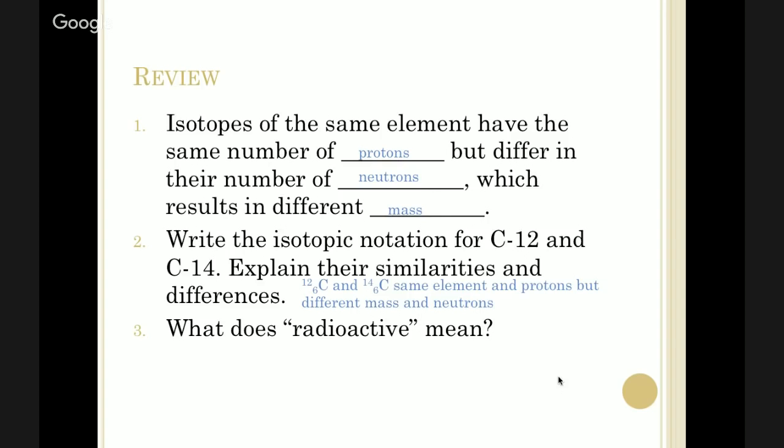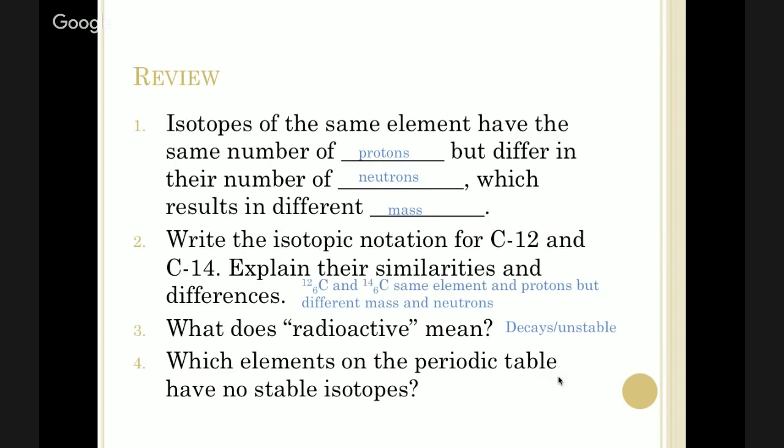So what makes an isotope radioactive? That just means it's decaying and it's unstable for some reason. Most likely it's unstable and decaying because its protons are not equal to the neutrons or not even close. Or it could be decaying because the atom itself is just way too big. You don't really need to know why it decays, you just need to know that it can. Certain isotopes do. And which elements on the periodic table have no stable isotopes? Anything uranium and later. So number 92 and on are all just too big to stay stable. They just have too much going on in their nucleus, and so they're radioactive.